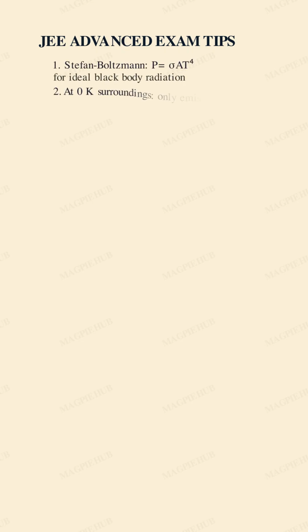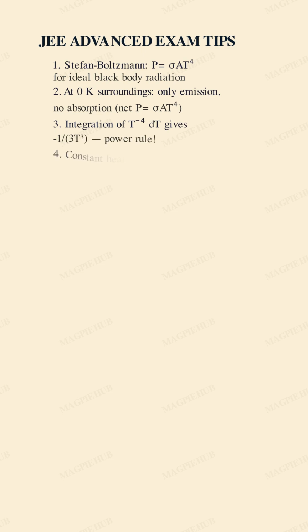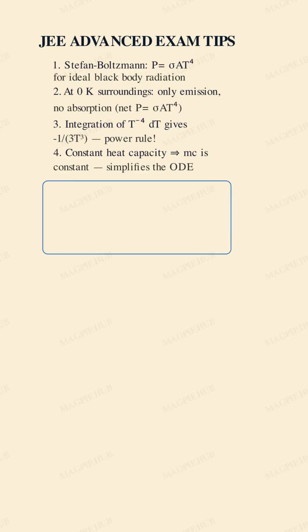Exam tips for JEE Advanced. Tip 1. Stefan-Boltzmann law states P equals sigma A T to the fourth for an ideal black body. Tip 2. When surroundings are at 0 Kelvin, there is no absorption, net radiated power equals sigma A T to the fourth. Tip 3. The integration of T to the minus 4 dT gives minus 1 over 3T cubed, just the standard power rule for integration. Tip 4. When heat capacity is independent of temperature, m c is a constant, which makes the differential equation separable and straightforward to solve. Remember this quick reference formula card for similar problems.